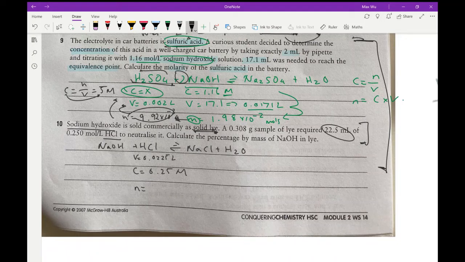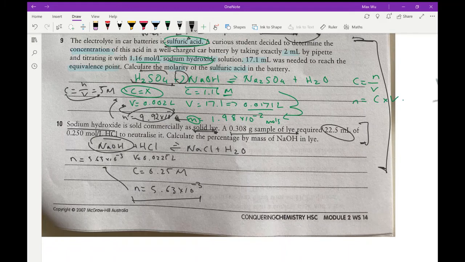Now we just want n, so C is equal to n over V, so n is equal to C times V, right? Great. 0.25 times 0.0225, and the answer to that is 5.63 times 10 to the negative 3, right? What else do we have? If we have moles of hydrochloric acid, we technically already have moles of NaOH, which is 5.63 times 10 to the negative 3. So we have moles of this, and we have this sample of lye.